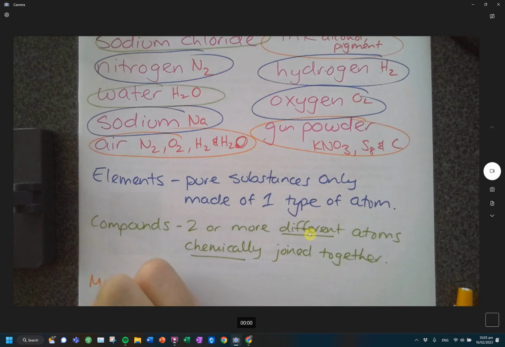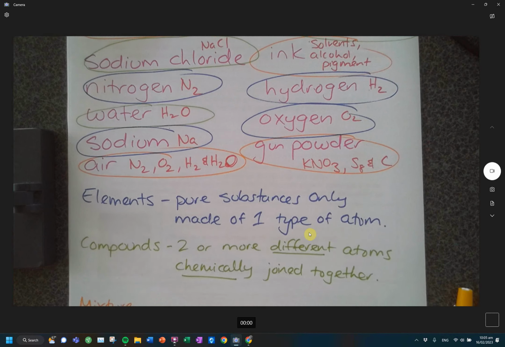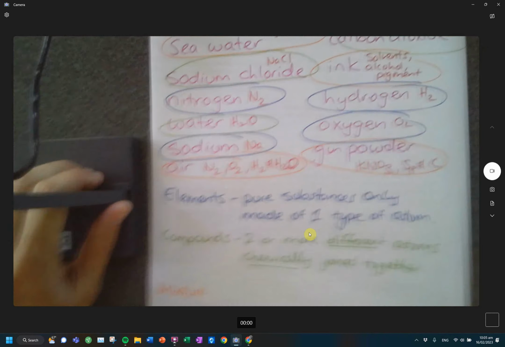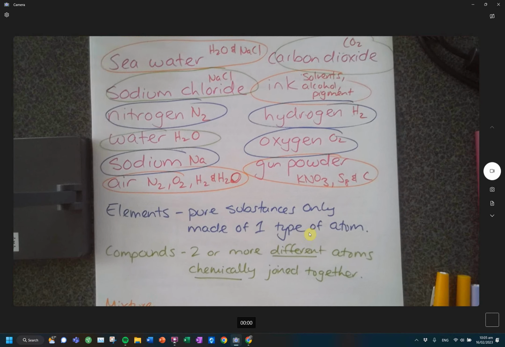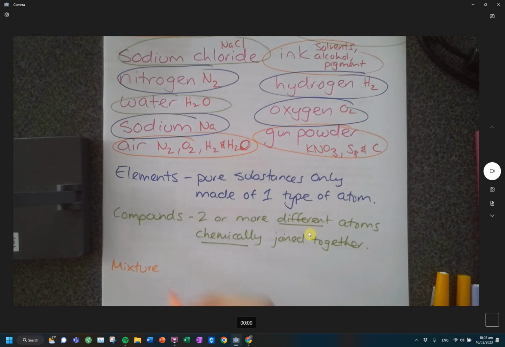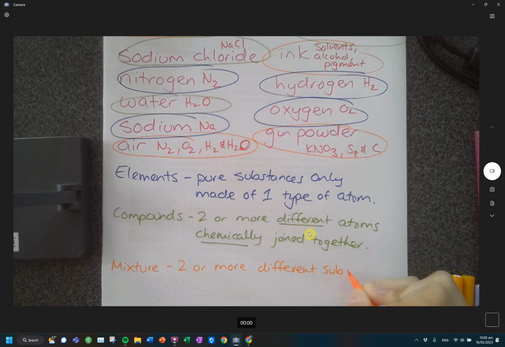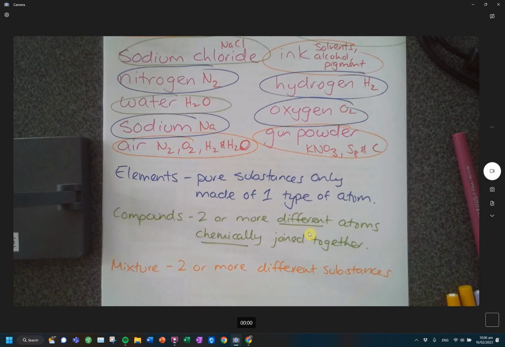Mixtures. Do you mean go back to carbon dioxide? Do you want me to zoom out? CO2. All right, a mixture is 2 or more different, what's the word I want to look for? Chemicals, probably? Or substances. Mixed together, but not chemically joined.